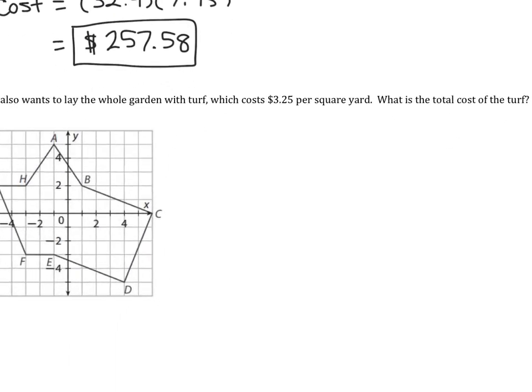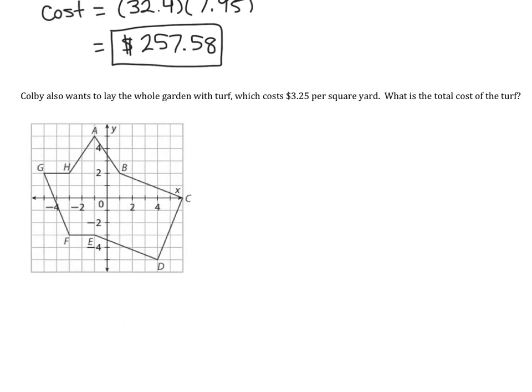So now here we have the same garden, it's just a new picture, so we have more space to work with. It says Colby also wants to lay the whole garden with turf, which costs $3.25 per square yard. What is the total cost of the turf? So here we're actually going to need to find the area of the inside of the garden, and then we're going to multiply that by the cost per square yard.